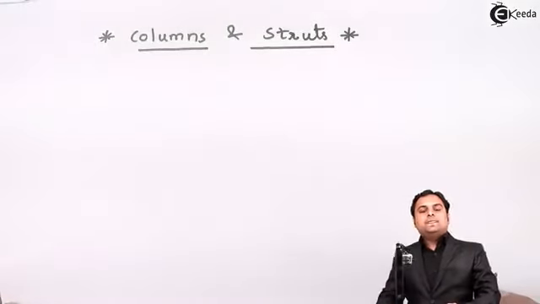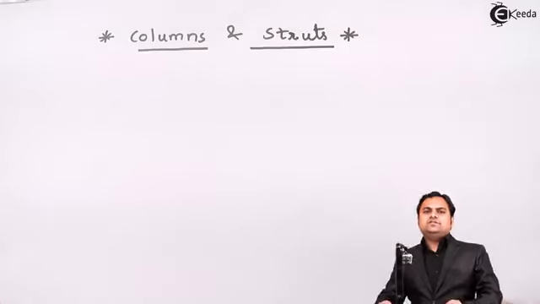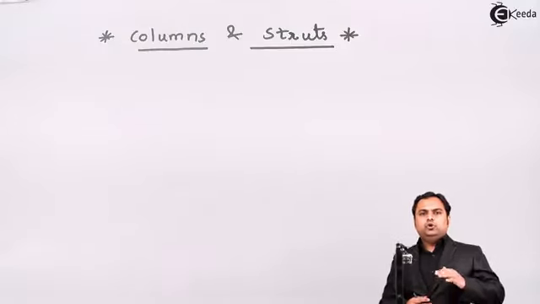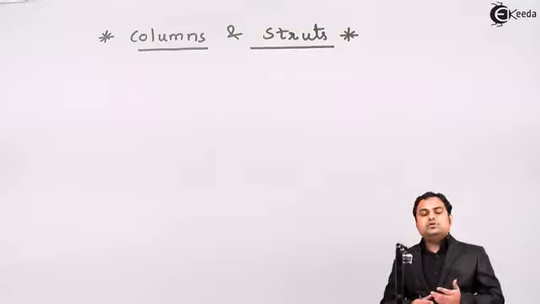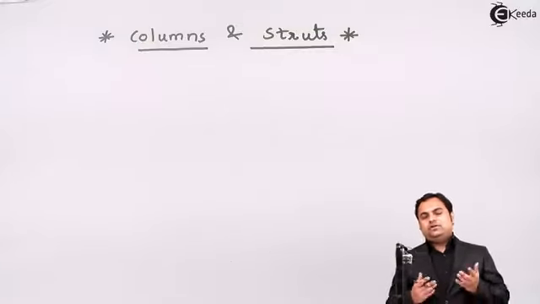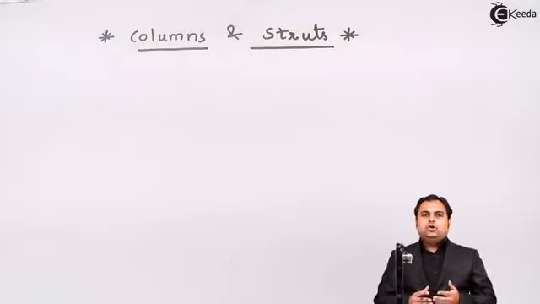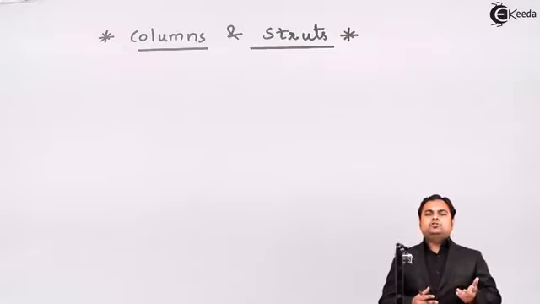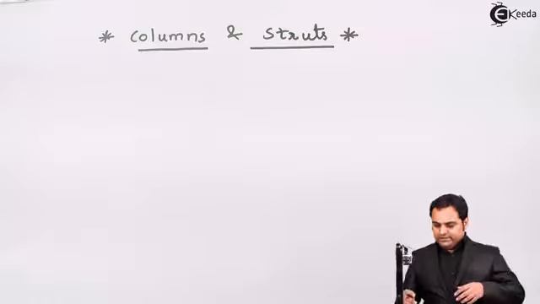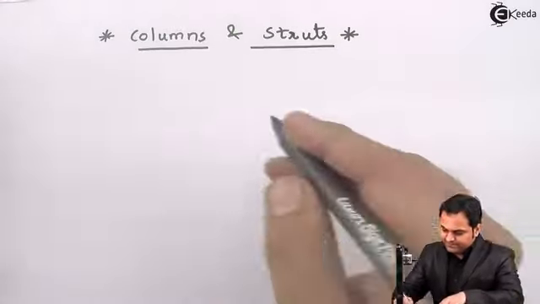Columns and struts. Now basically when we talk about a column, it is a vertical member which is used in structures for supporting the horizontal load over it, or we can say the horizontal structures. For example, a column acts like a pillar which supports the horizontal member, for example a beam. So here I'll explain it in the form of a diagram.